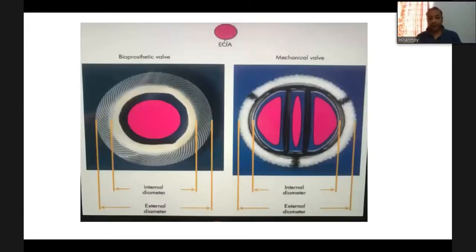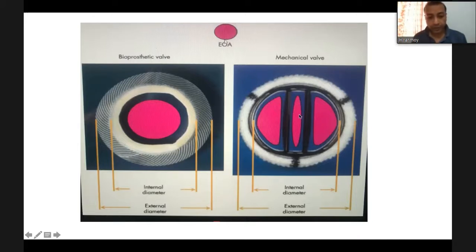Now, effective orifice area. What do we mean by effective orifice area? Effective orifice area varies from valve to valve. Which type of valve is implanted depends on the effective orifice area. In a bioprosthetic valve, the effective orifice area is more because there is a central rounded area of orifice. But in a mechanical valve, as there are two leaflets, usually a bileaflet valve, the effective orifice area will be reduced, and there are three compartments, two lateral and one central. These three compartments add to the effective orifice area.